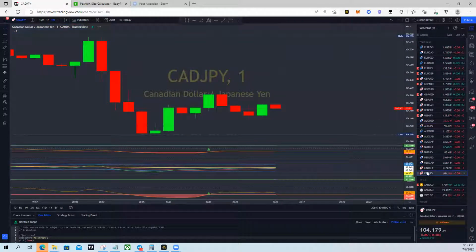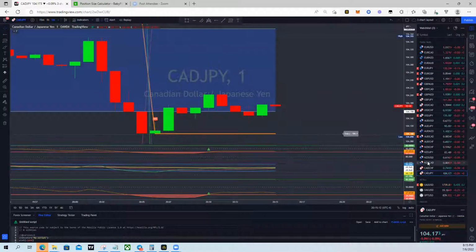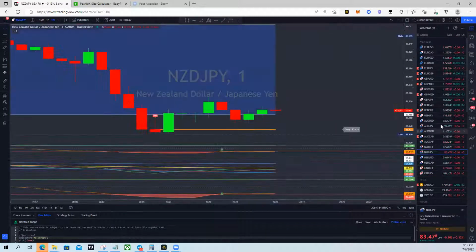What's CADJPY doing? CADJPY is starting to fall. NZDJPY starting to fall. Pay attention. Excuse me, guys. Hold on. You guys pay attention to these JPY crosses.